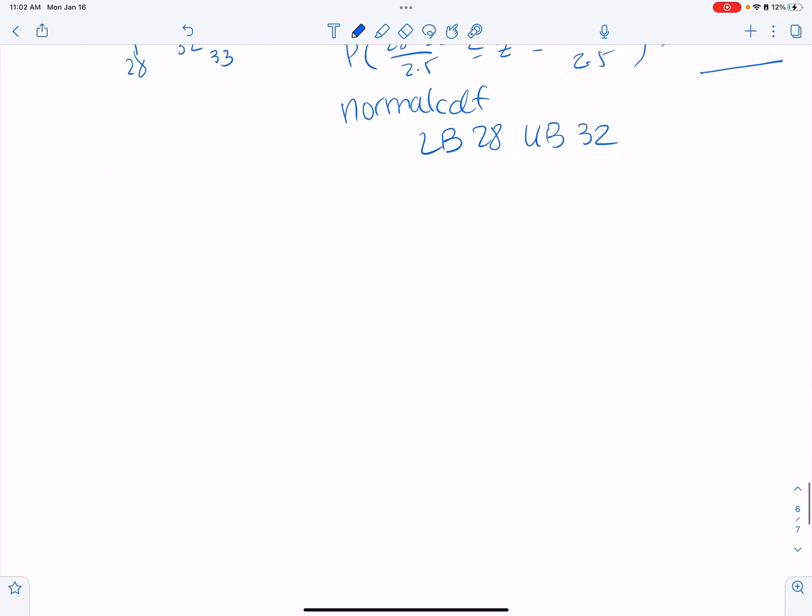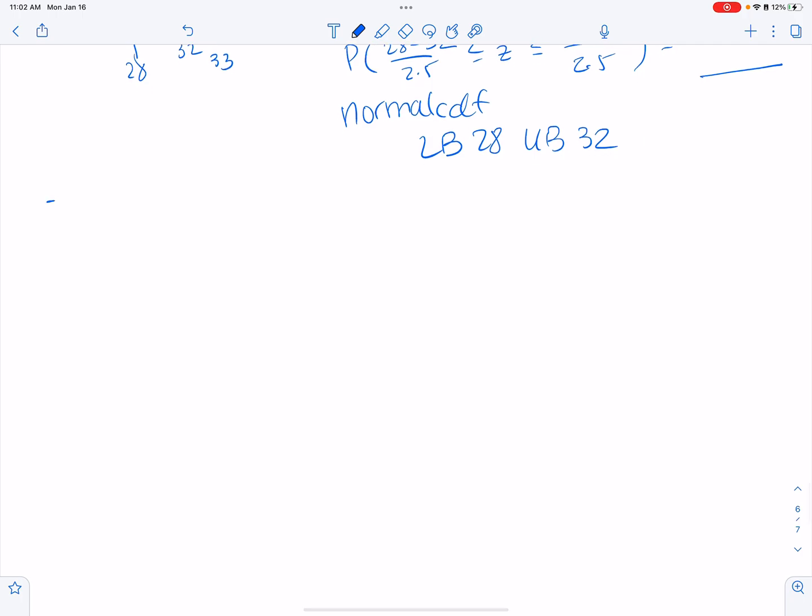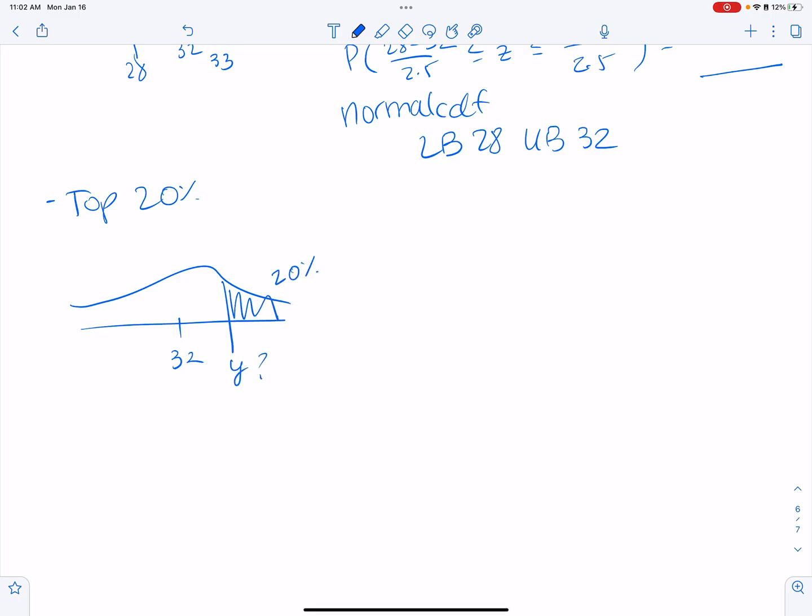Okay, what if it says the top 20%? So now I have this value, 32, and now I have this 20%, and I have this y value that I don't know. So this is going to be, what's the probability that y, because I don't know the y, is greater than x, because this is what I'm looking for.